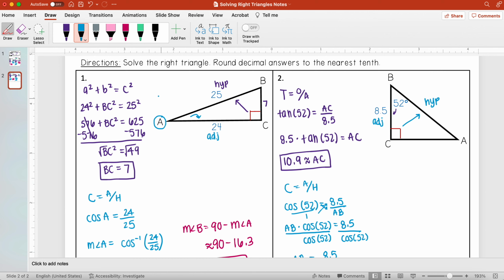Now we just need to find our missing angle measure. Again, I know that angle A and angle B are complementary since this is a right triangle. So that means that the measure of angle A is equal to 90 minus the measure of angle B. Well, measure of angle B is 52, so I have 90 minus 52. And so I get that the measure of angle A is equal to 38 degrees.